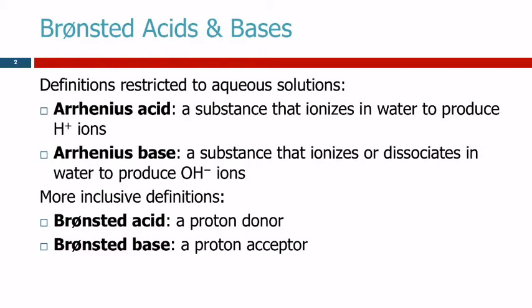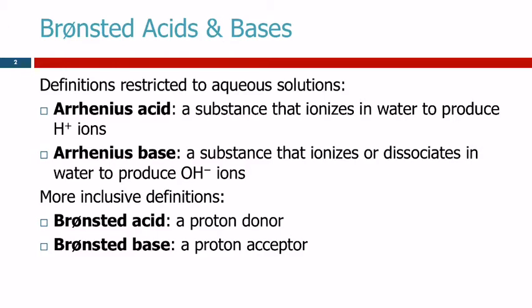An Arrhenius base is a substance that ionizes or dissociates in water to produce hydroxide ions. So if it makes hydroxide ions, it's a base. If it makes hydrogen ions, it's an acid. One of the limitations to this definition is that it only applies to aqueous solutions, which is fine for Chem 101P, fine for Chem 1A, but there are a lot of reactions that occur in other solvents, and this does not define what's an acid or a base.